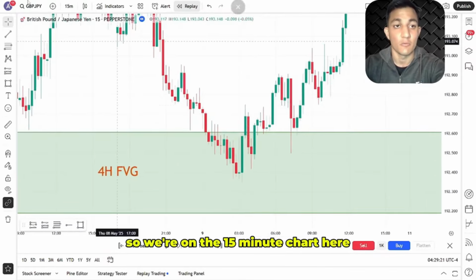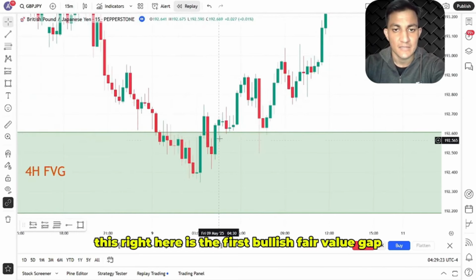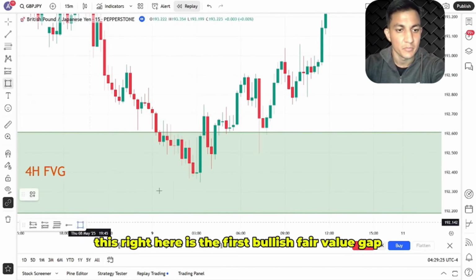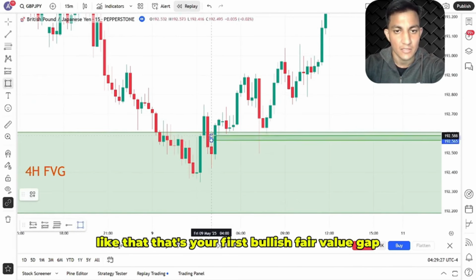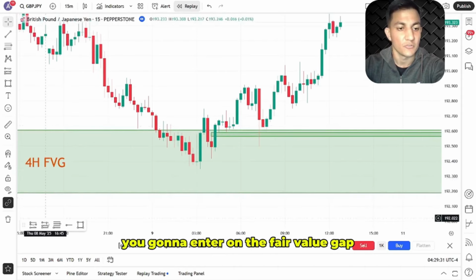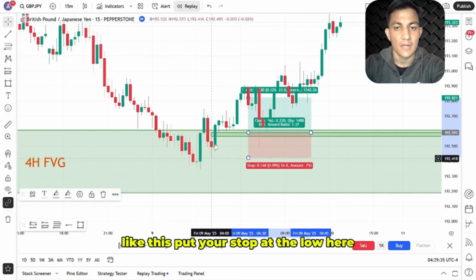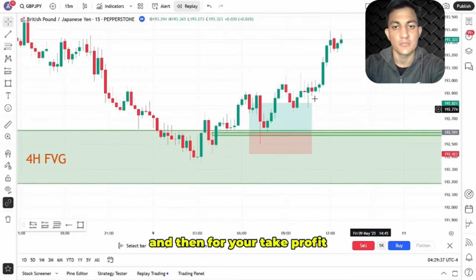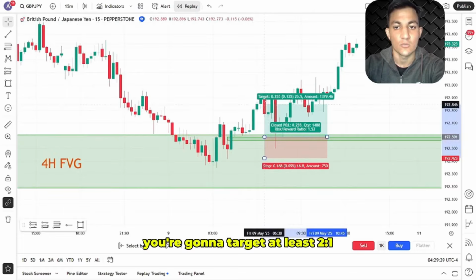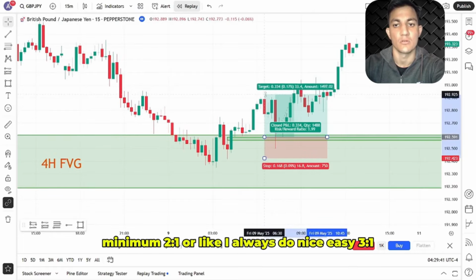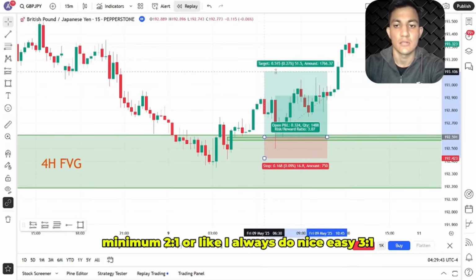So we're on the 15-minute chart here. This right here is the first bullish fair value gap that forms, right? Like that. That's your first bullish fair value gap. So what you're going to do is enter on the fair value gap like this, put your stop at the low here, and then for your take profit, you're going to target at least 2-to-1, minimum 2-to-1, or like I always do, nice, easy 3-to-1.